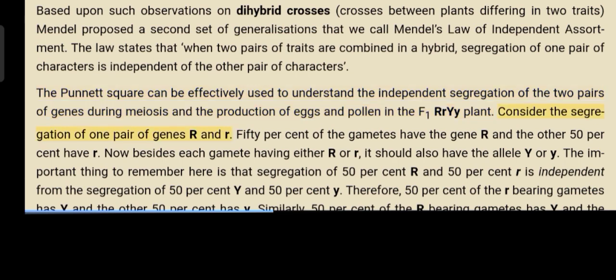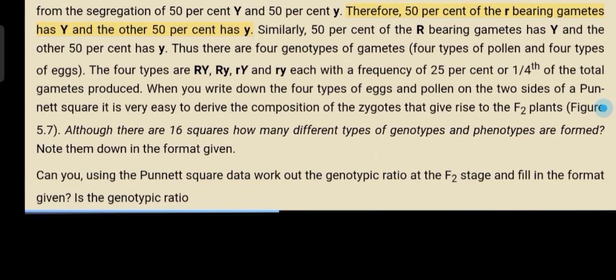Consider the segregation of one pair of genes, R and r. 50% of the gametes have the gene R and the other 50% have r. Now, besides each gamete having either R or r, it should also have the allele Y or y. The important thing to remember here is that segregation of 50% R and 50% r is independent from the segregation of 50% Y and 50% y. Therefore, 50% of the R-bearing gametes has Y and the other 50% has y. Similarly, 50% of the r-bearing gametes has Y and the other 50% has y. Thus there are 4 genotypes of gametes, 4 types of pollen and 4 types of eggs. The 4 types are RY, Ry, rY and ry, each with a frequency of 25% or 1/4 of the total gametes produced.